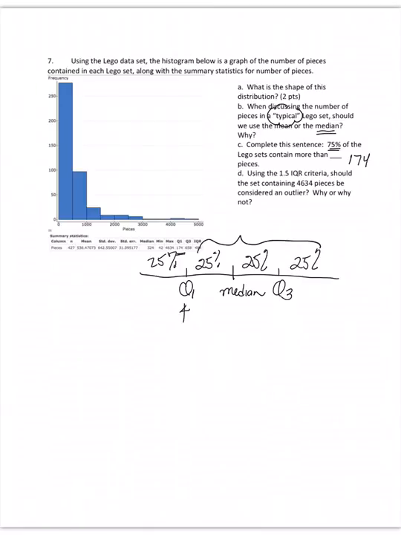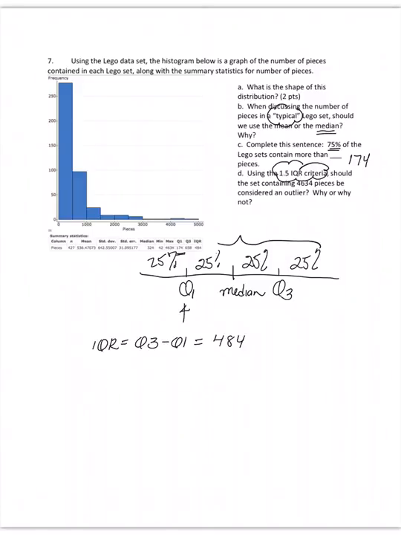Part D was asking you specifically about something called the 1.5 IQR criteria. And just as a reminder, this is a criteria for determining if a value is unusually large or unusually small. So the first thing we would have to do is find the IQR. Now remember, the IQR is simply the difference between Q3 and Q1 and was also given to you in this table. So let me just do a little bit of erasing so we can see what's under there. Okay, so we can see that the IQR is 484.